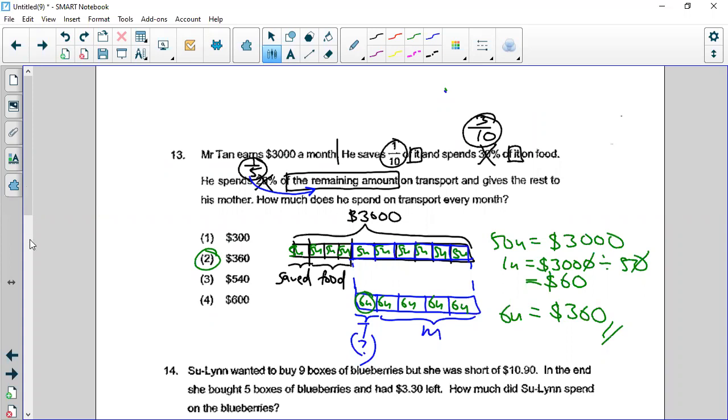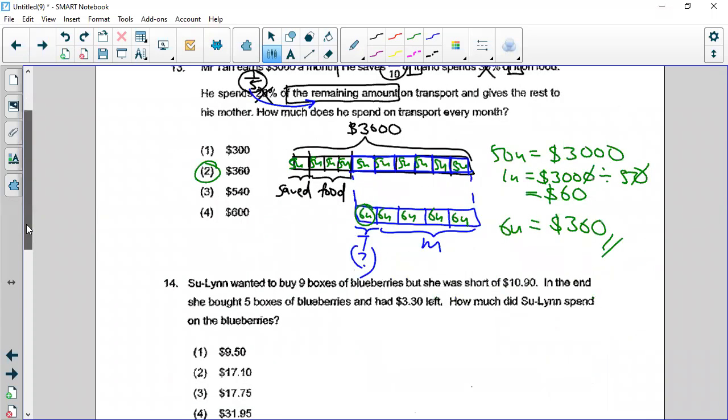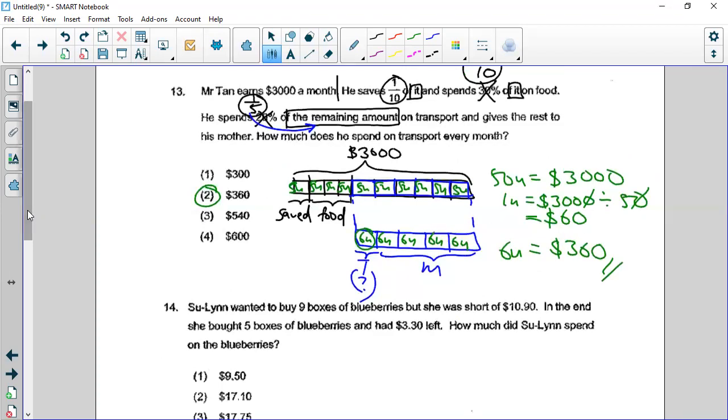Okay, question 14, and then some of you also can't do it. You can't solve it because you have some difficulty. Then Mr. asks you what's your method. There is a method here. What kind of question is this? It's quite easy to recognize this question. What kind of question is this? Sulin wanted to buy 9 boxes of blueberries, but she was short. I'm sure you have seen this kind of question, right?